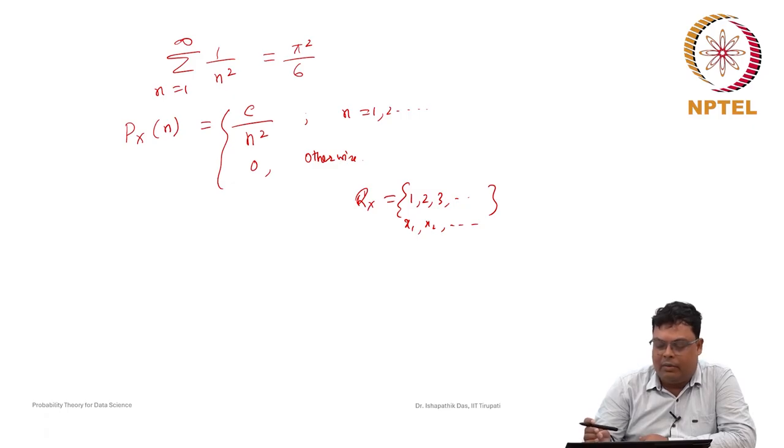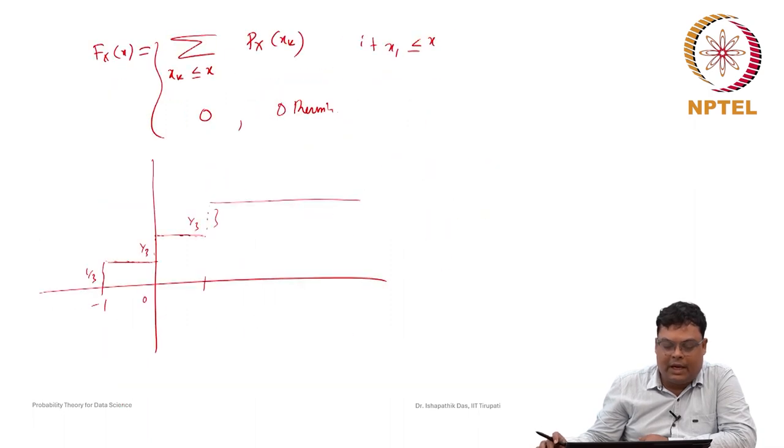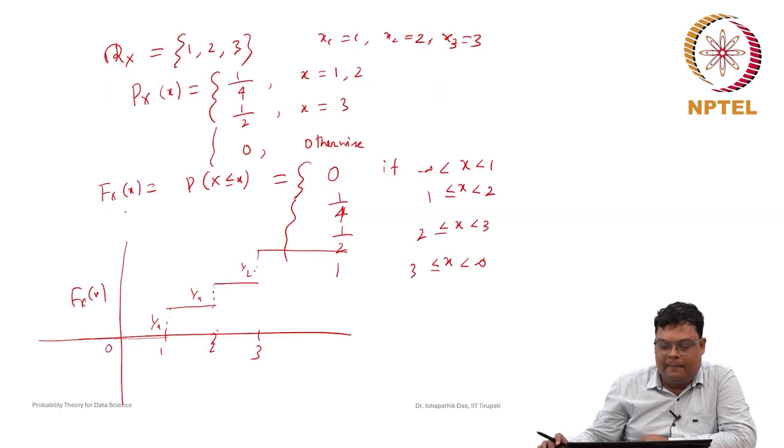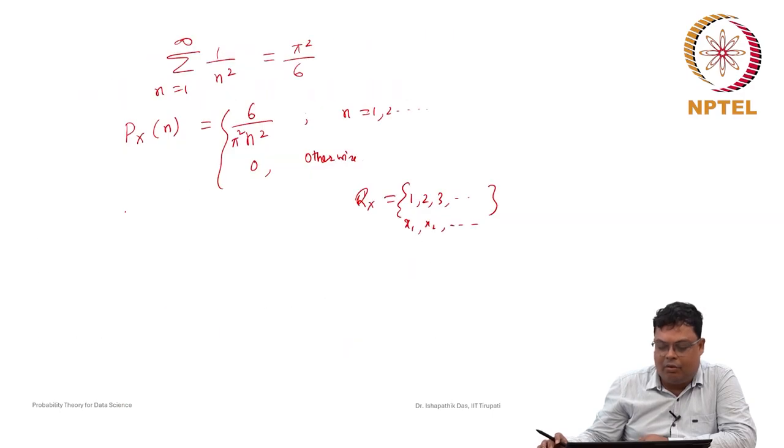Now suppose we consider this constant as 6 by pi square. So, p_X(n) is 6 by pi square n square. Then we want to check whether it is a probability mass function. What are the properties we need? The probability will be between 0 and 1. Here you can see that it is always between 0 and 1, and it will be 0 if it is outside the range, and also we take the sum.